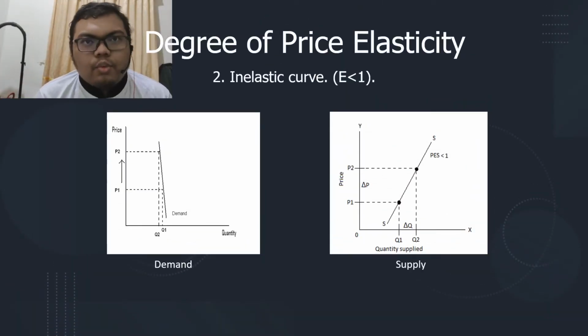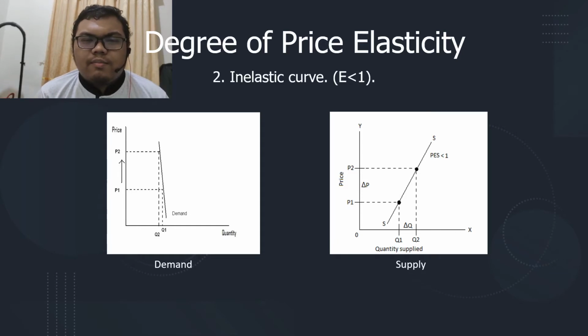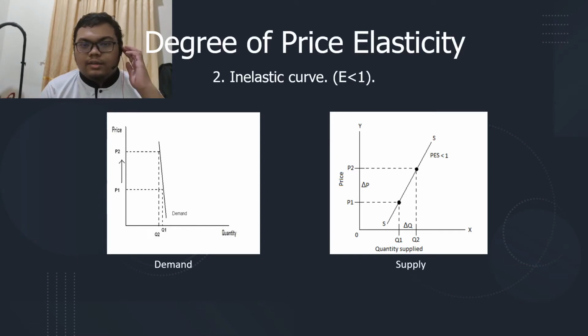Number 2, we have inelastic, when elasticity is smaller than 1. As we can see, the curve is quite steep. The percentage change in price is greater than the percentage change in quantity demanded and supplied.